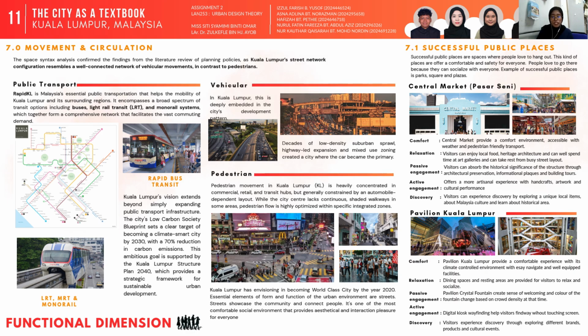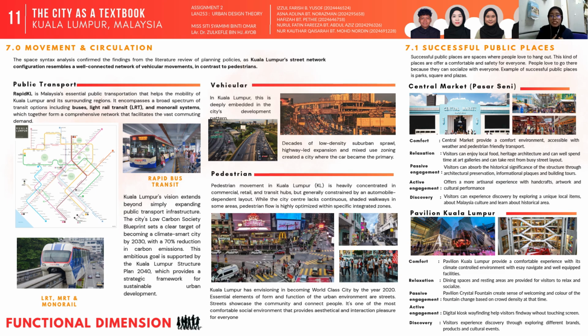For movement and circulation, Kuala Lumpur has a well-connected transportation network. The city is supported by Rapid KL bus, LRT, MRT, and also monorail systems that improve mobility for residents and visitors. Although pedestrian movement is concentrated around commercial and transit hubs, some areas still face challenges such as discontinuous walkways and also car-oriented street layouts.